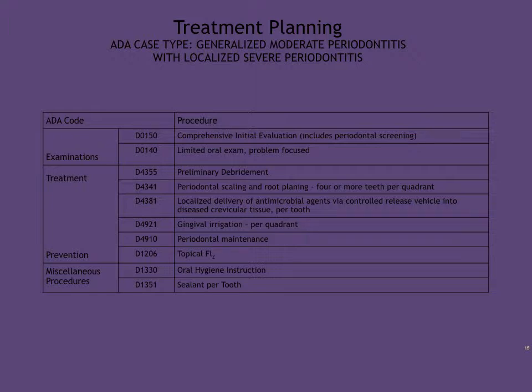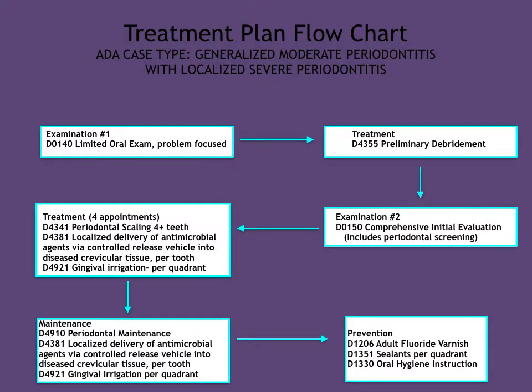D1206, topical fluoride varnish for adult. Miscellaneous procedures: D1330, oral hygiene instruction, and D1351, sealant per tooth. Treatment plan flowchart for ADA case type generalized moderate periodontitis with localized severe periodontitis.